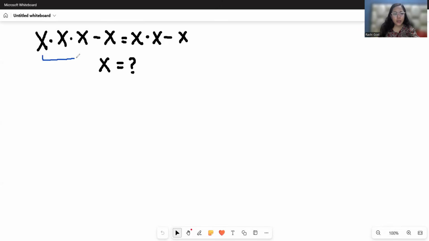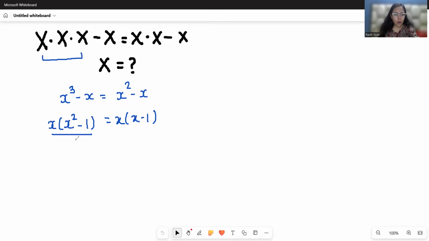So this x times x, we can write x cubed minus this x equals, and x times x is x squared minus x. Now if I take x common, what becomes? x squared minus 1. Similarly, x common from here also, so x minus 1. Now I'm going to divide both sides by x, so this will cancel out. So here x squared minus 1 equals x minus 1.